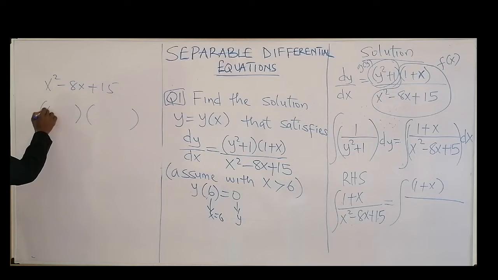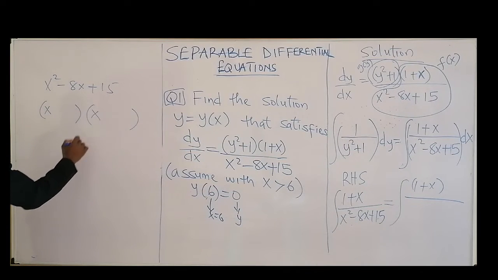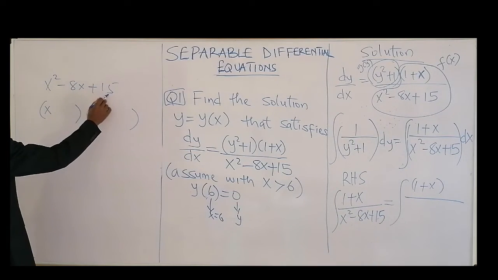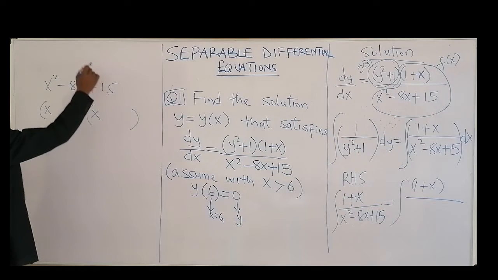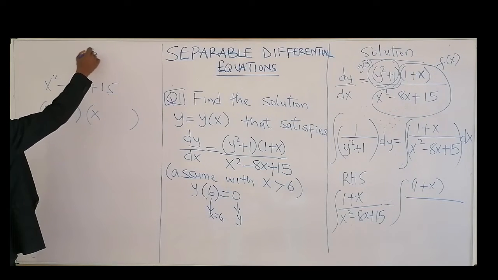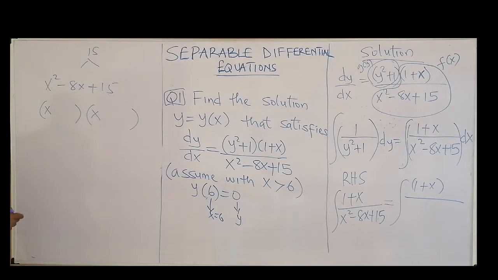This is x squared, you can pair it into 2, one here, one here. And then the factors of 15 are what? Factors of 15 are 5 and 3, 15 and 1. So we need two factors that when you add them, it must give you what? Minus 8.